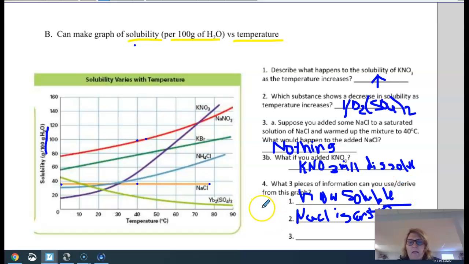And then the other thing you derive from the graph is the fact that Yb2(SO4)3 decreases in solubility. So it decreases in solubility.